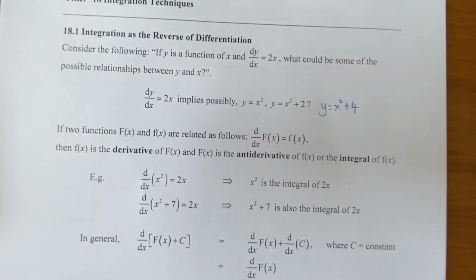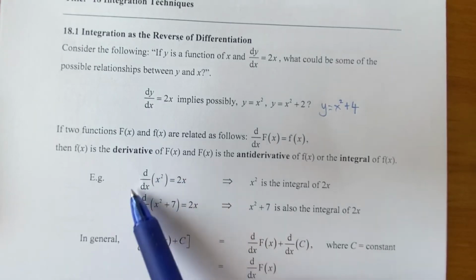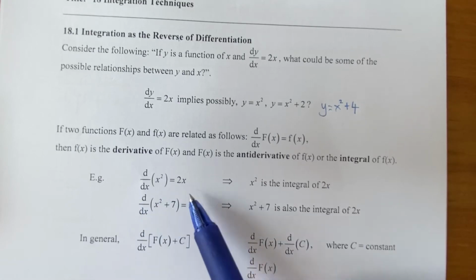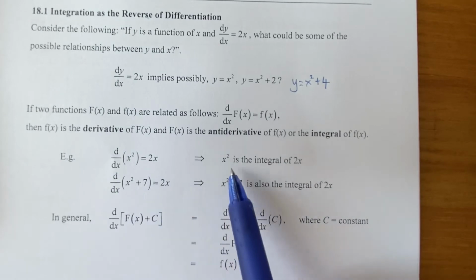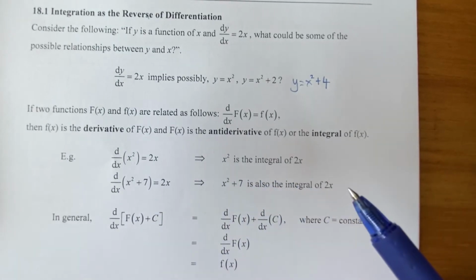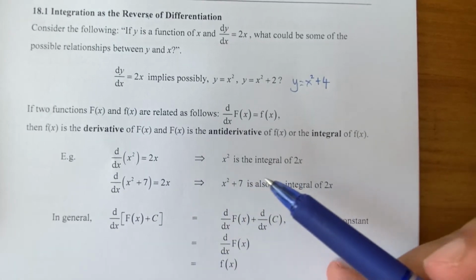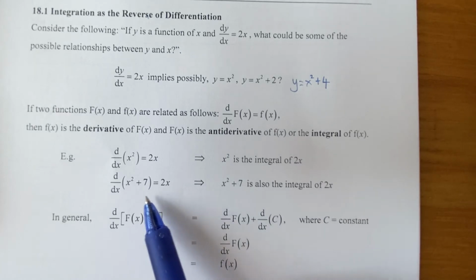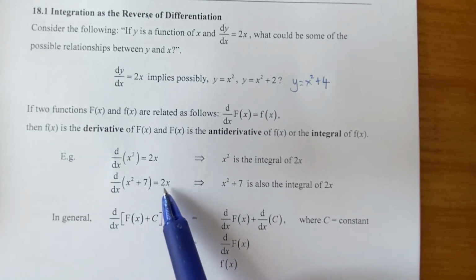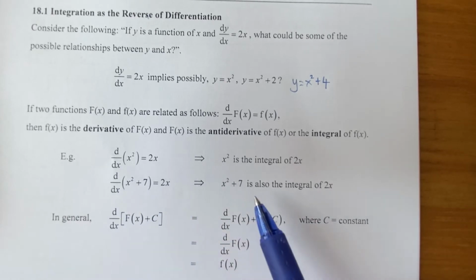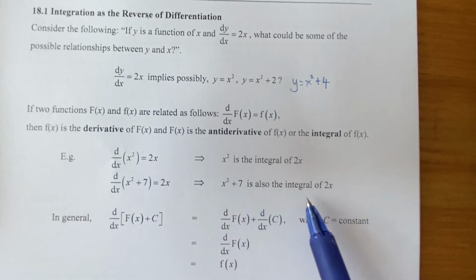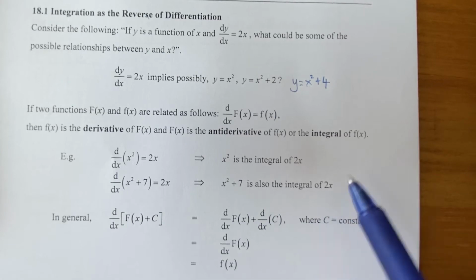Okay, now let us look at this differentiation. If d/dx of x squared is 2x, we can say the other way around, right? x squared is the integral of 2x. However, to get the differentiation of 2x, we can also have d/dx of x squared plus 7. In other words, x squared plus 7 is also the integral of 2x.